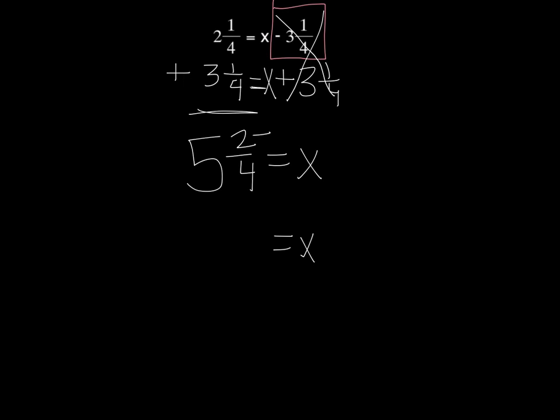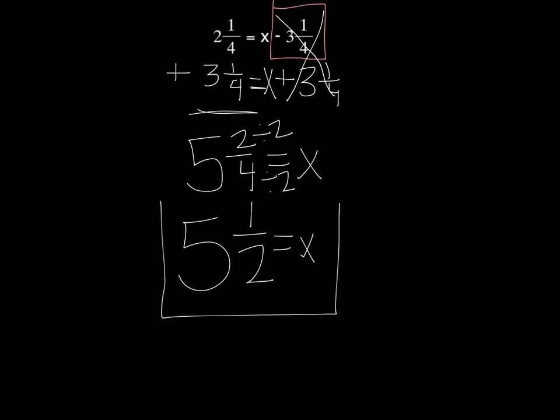And I can reduce this by dividing by 2, so I would get 5 1/2 would be my answer for this one. Again, I double checked. Am I adding or subtracting? Well, I'm adding to both sides, so we're good to go. Let's try another.